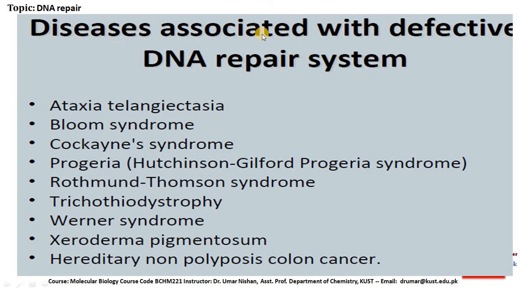Now, there are different diseases associated with defective DNA repair. Some of these diseases are ataxia telangiectasia, Bloom syndrome, Cockayne syndrome, progeria, Hutchinson-Gilford progeria syndrome, Rothmund-Thomson syndrome, trichothiodystrophy, Werner syndrome, xeroderma pigmentosum, hereditary non-polyposis colon cancer. So these are the different types of diseases that are involved with defective DNA repair.